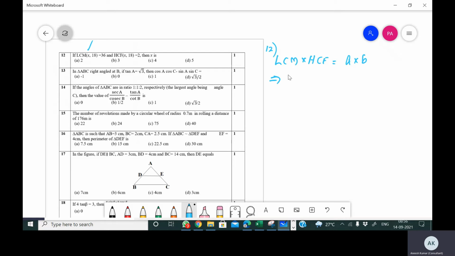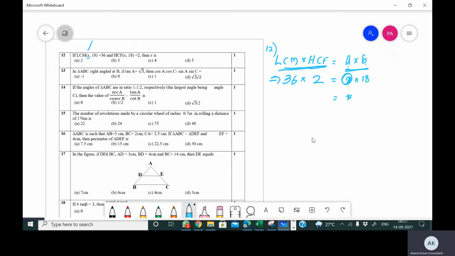LCM is 36 and HCF is 2 is equal to first number. First number is X, second number is 18. Or we can say product of LCM and HCF is equal to product of the numbers, first number multiplied by second number. With the help of this property, we can find X.